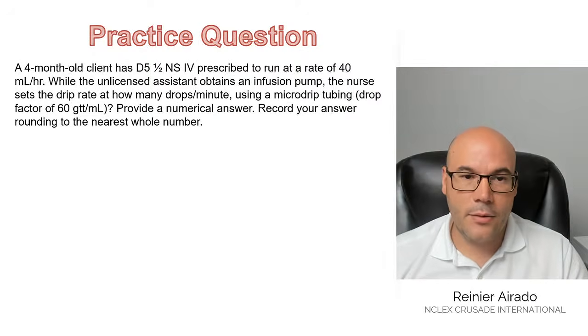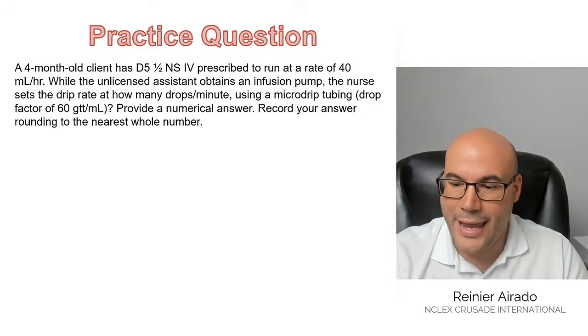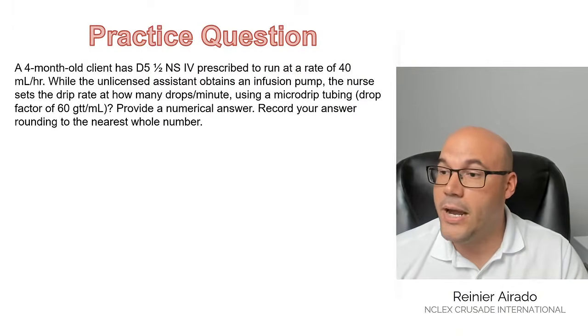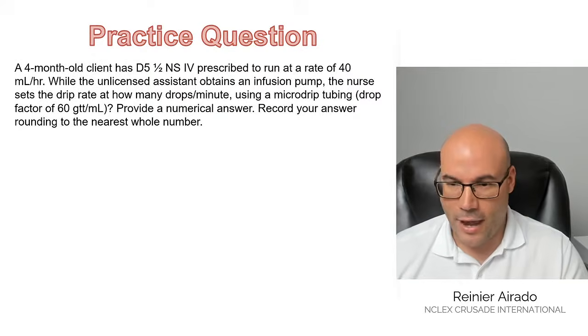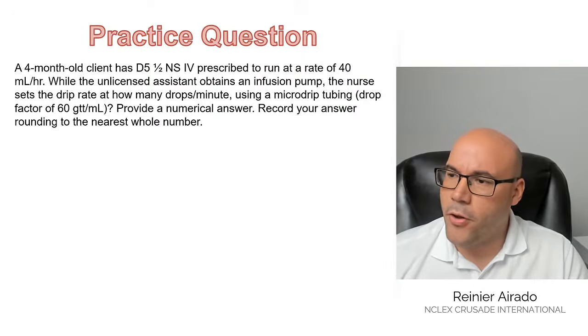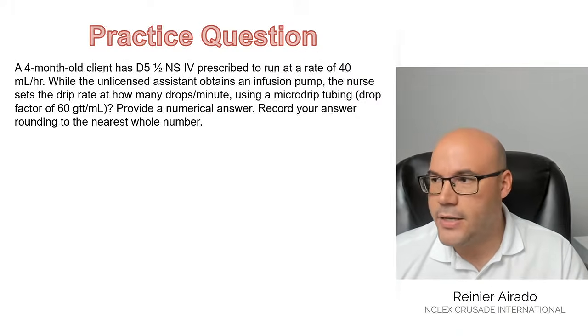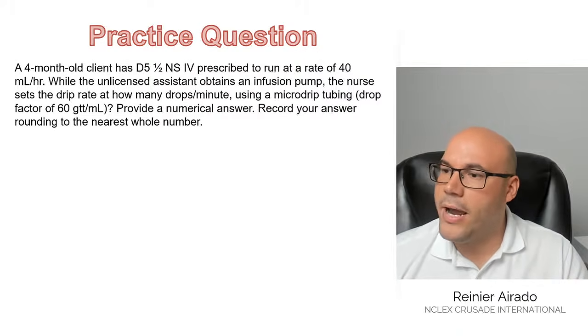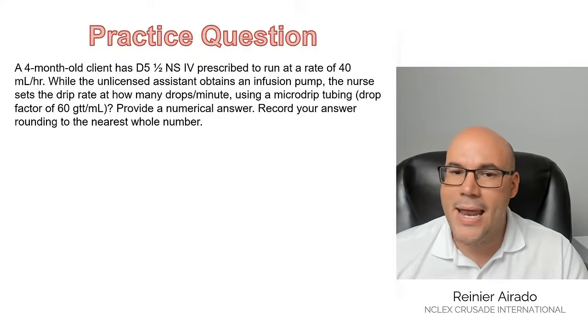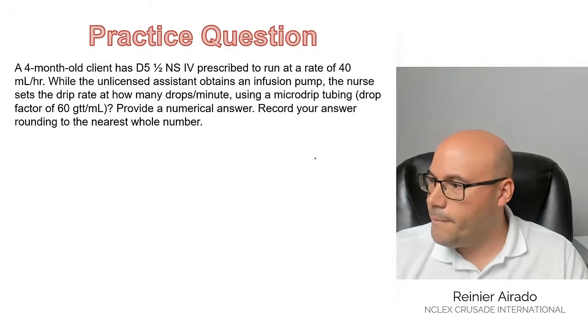So what are we going to do? We're going to begin with the first step. What is the first step? Read the question and collect the information. What is the information that we will be collecting? We have to find those fractions. It says, a 4-month-old client has a D5 half normal saline intravenous prescribed to run at a rate of 40 milliliters per hour. So that is my first fraction. 40 milliliters over 1 hour.